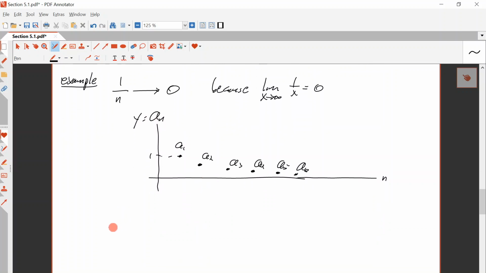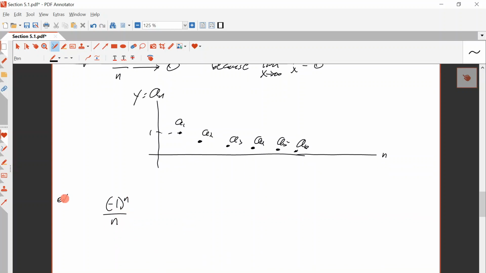How about this one? Minus 1 to the n over n. This is minus 1 over n, 1 over n: for n equal to 1 it is minus 1, for n equal to 2 it is positive 1/2, minus 1/3, positive 1/4, minus 1/5, positive 1/6, and so on and so forth.